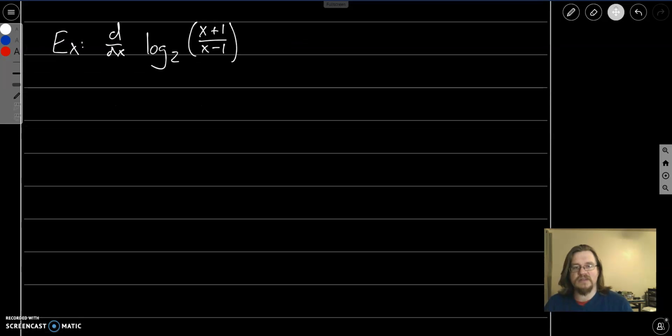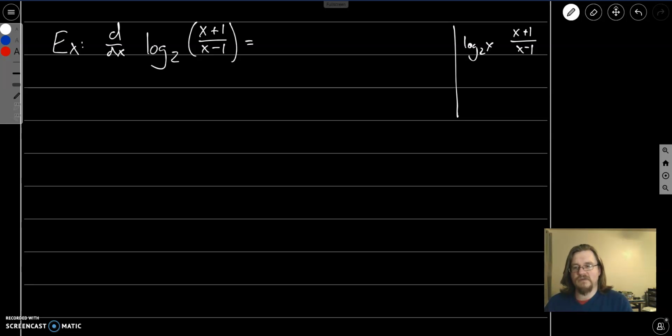So let's look at maybe a slightly more complicated example. I want to take the derivative of log base 2 of x plus 1 over x minus 1. So here, again, what we'll do, just like normal, is we've got a log base 2 of x, and for our inside function, we've got x plus 1 and x minus 1. So let's go through this carefully.